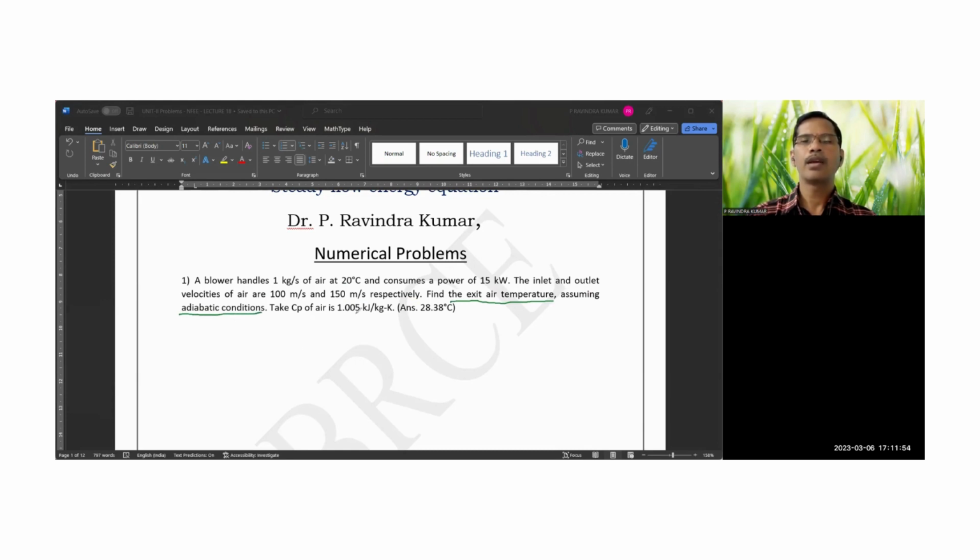Take Cp of the air as 1.005. In thermodynamics, there are some things you have to see. Whenever you write the expression PV to the power of gamma is equal to constant, this gamma is nothing but the adiabatic index, or the isentropic index. Gamma is equal to Cp by Cv. So what is gamma for each type of gas? First, gamma for monoatomic gas.